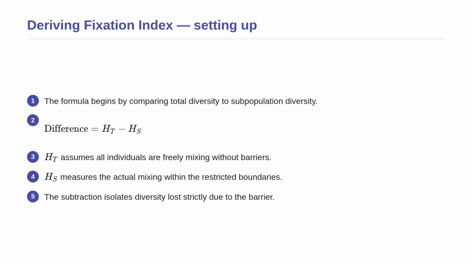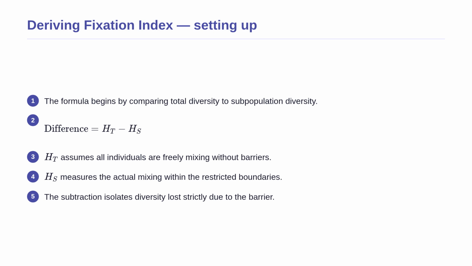Now that we have used this formula, let us understand exactly why it works by breaking down its mathematical reasoning. What is this formula actually doing behind the scenes? Let us look at the numerator first. HT minus HS. HT represents the theoretical genetic diversity if all the frogs were freely mixing without any highway in the way. HS represents the actual diversity we see within the restricted, separated groups.